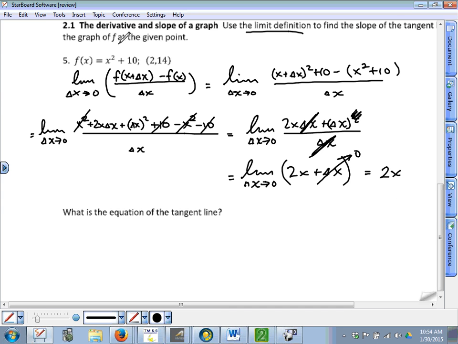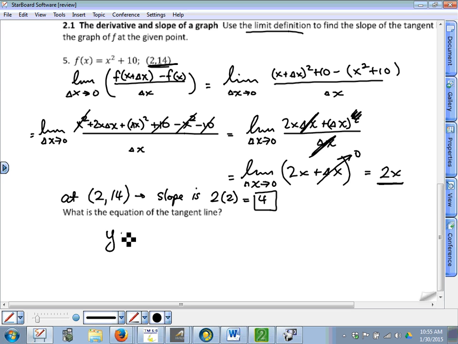Now the point of the problem was not just to find the derivative, but we want to find the slope of the tangent line at this given point. And that's what the derivative is for. It's to help you find the slope of a tangent line at a particular point. So at 2, 14, the slope using this function here, 2x, is 2 times our x value, which is 2. So that's equal to 4.